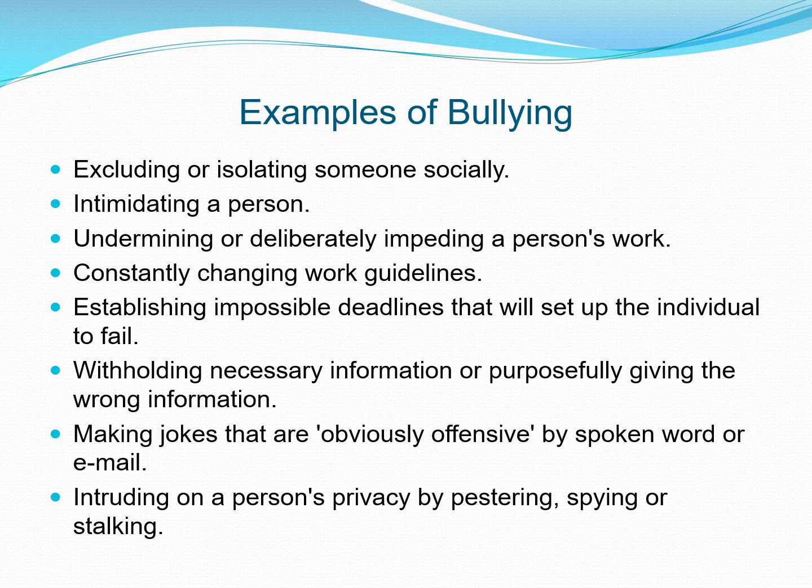Then we have examples of bullying. So these are just a short list of what can be known as bullying. There may be way more that you may think of, but this is just a short list. So it could be excluding or isolating someone socially, intimidating a person, undermining or deliberately impeding a person's work, constantly changing work guidelines, establishing impossible deadlines that will set up the individual to fail, withholding necessary information or purposefully giving the wrong information, making jokes that are obviously offensive by spoken word or email, and intruding on a person's privacy by maybe pestering, spying, or stalking.